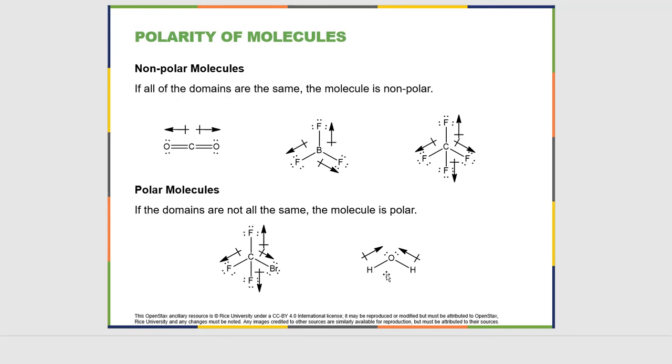In the case of water, we have two lone pair domains and two hydrogen domains. Oxygen pulls electron density away from hydrogen. It's not equal in opposite directions because not all the domains are the same, so this one is polar. So there are essentially two ways that the domains cannot all be the same: you have different atoms, or you have lone pairs. Those are the two ways, and that makes polar molecules.